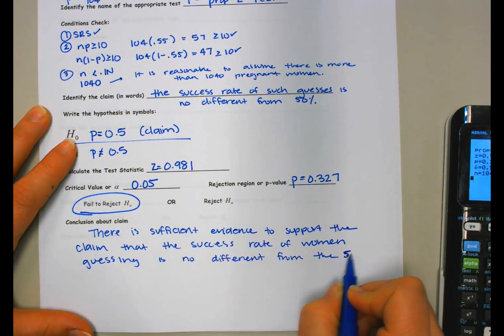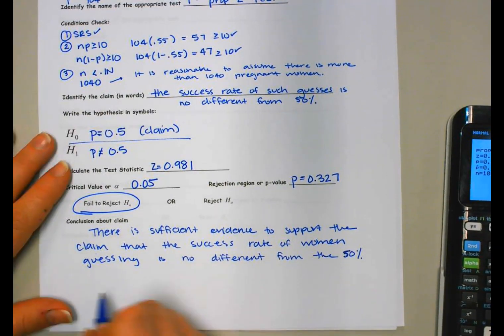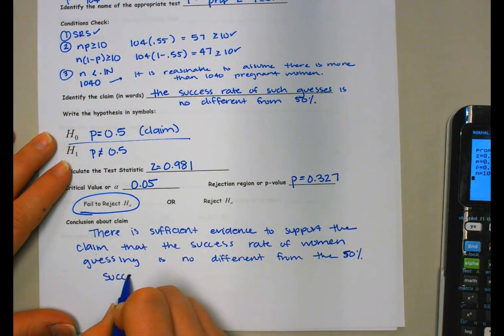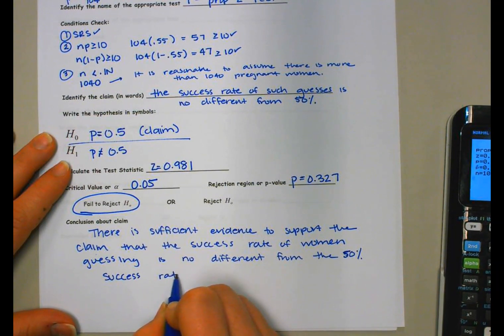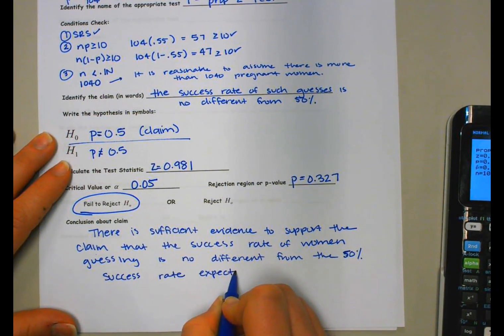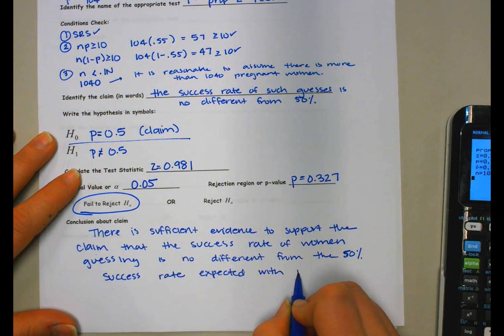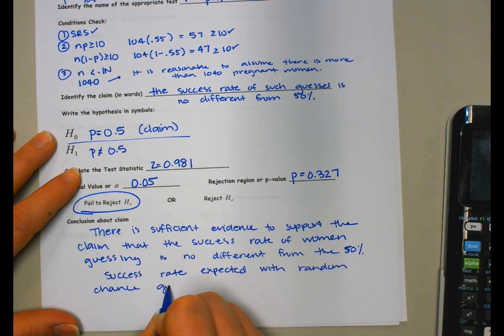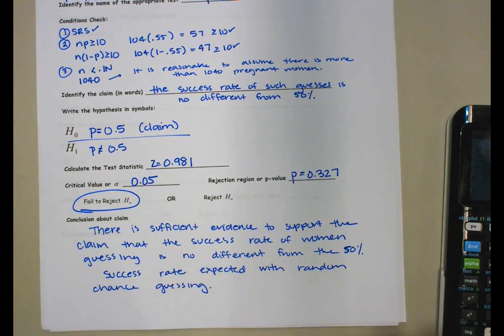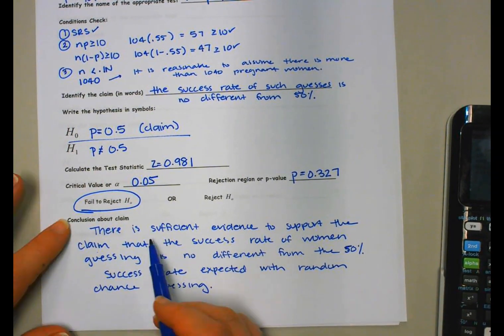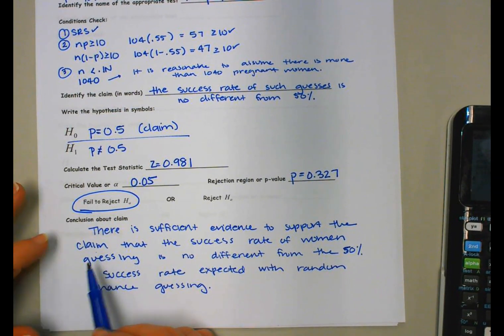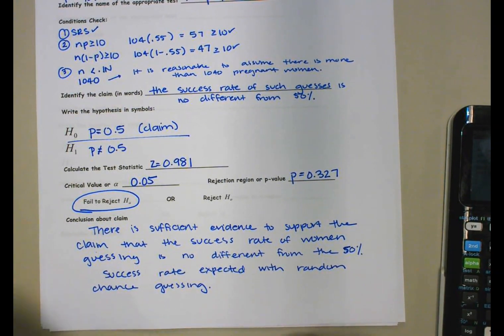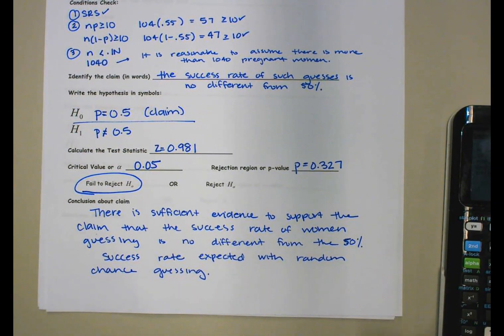and I'm just restating what the claim was up here so that my conclusion is thorough. Yeah, that's a lot of the times what we're going to do. We're going to say there's sufficient evidence to support the claim, or there is not sufficient evidence to support the claim, and then we're just restating the claim so that we're being thorough and giving our full explanation when we're concluding our problem.